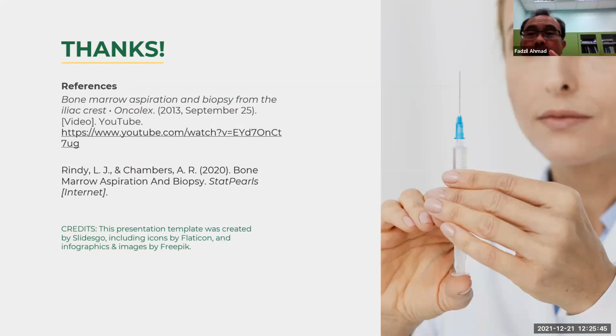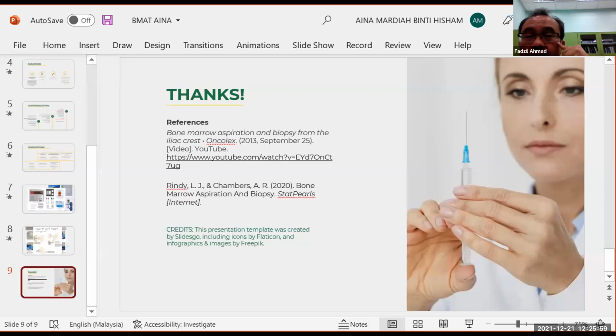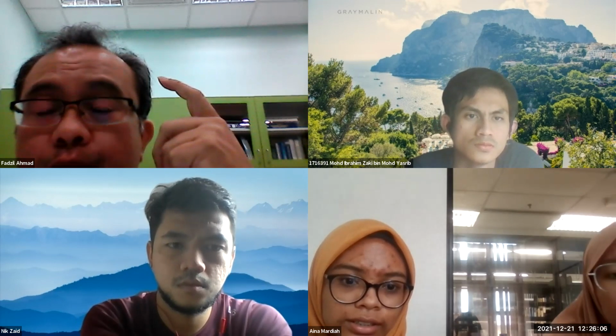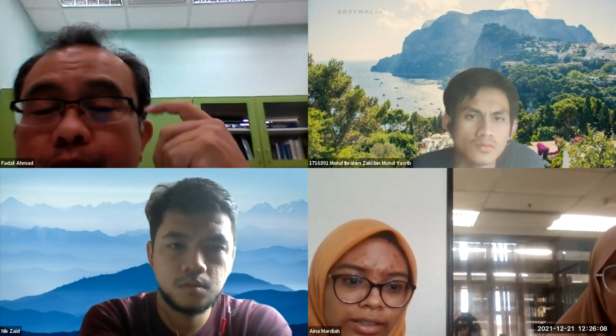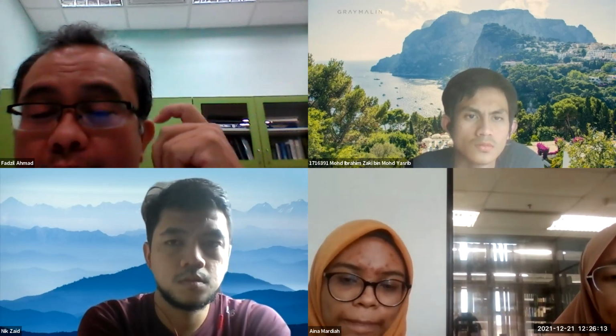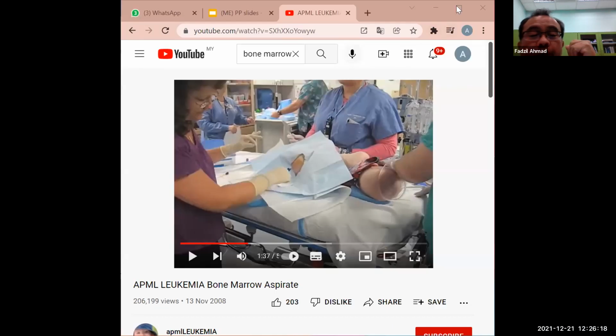In bone marrow biopsy, we take the bone. We don't suck up, we just take it out quickly, so we get the bone sample. For example, in aplastic anemia, we can look at the content inside the bone marrow to see whether there is any replacement by other tissue or not. Okay, continue.